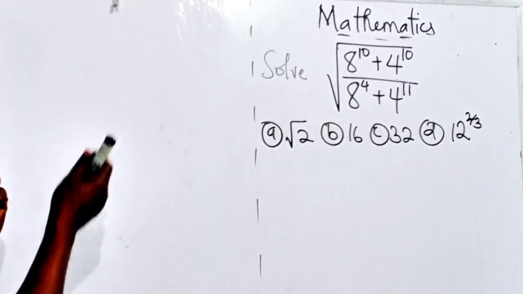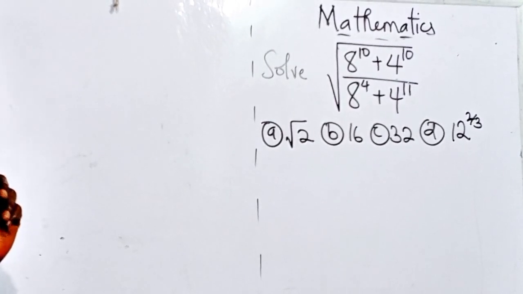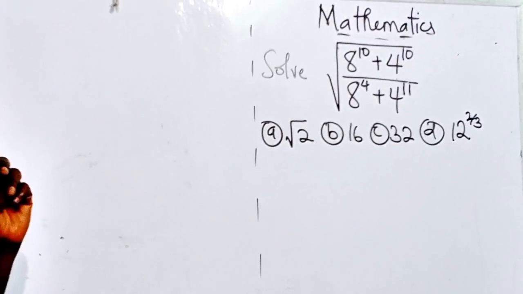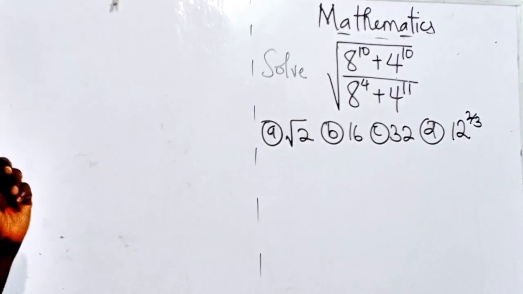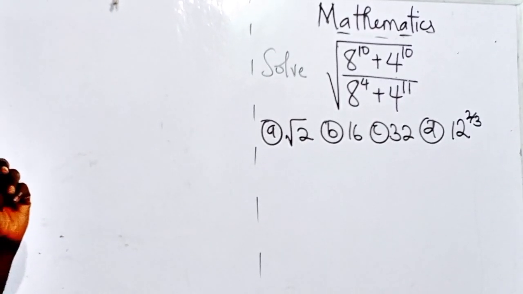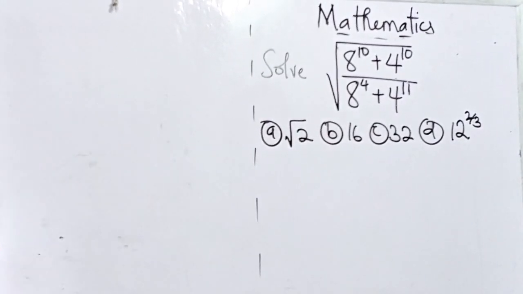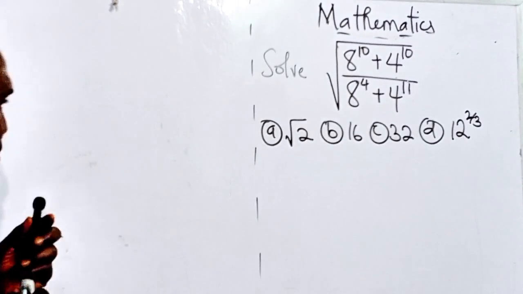Today we shall be looking at mathematics. Now we have a question on the board. It reads, solve the square root of 8 raised to the power of 10 plus 4 raised to the power of 10, over 8 raised to the power of 4 plus 4 raised to the power of 11. Now these are the options. So how do we solve this question? Let us go.